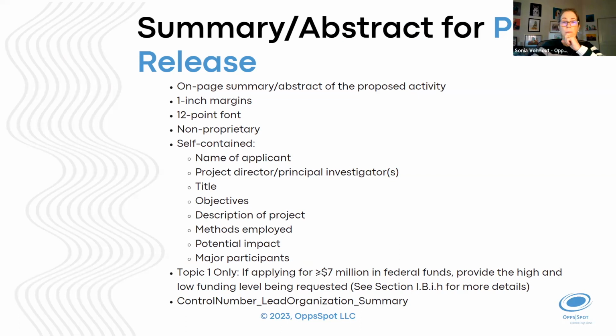So this is the summary and abstracts for public release. So again, no proprietary information has to be here. Follow the guidelines or the requirements for the page limit, the margins, and the font. It has to be self-contained. If this is what's going to grab the attention of reviewers, who are you? Who's the principal investigator? What's the title? What are the objectives? Description of a project.